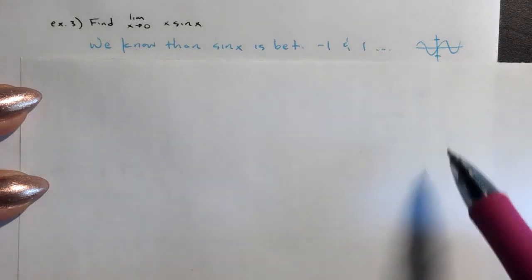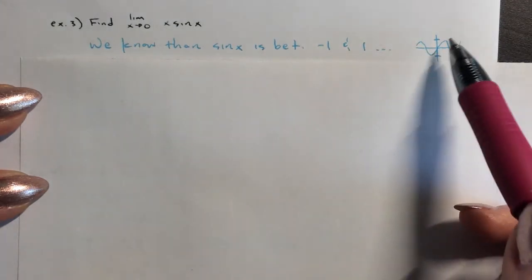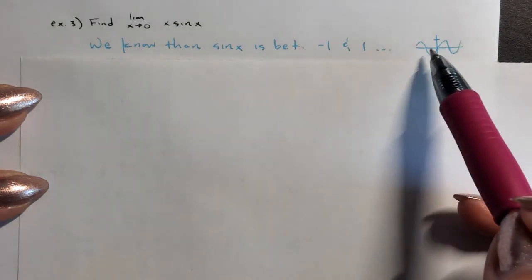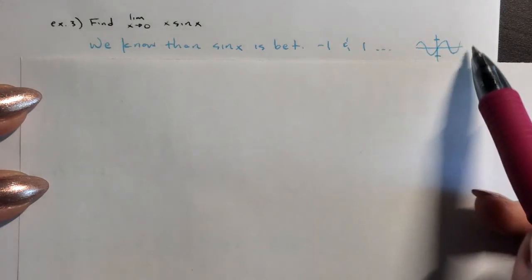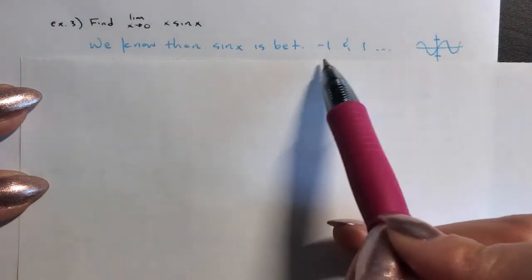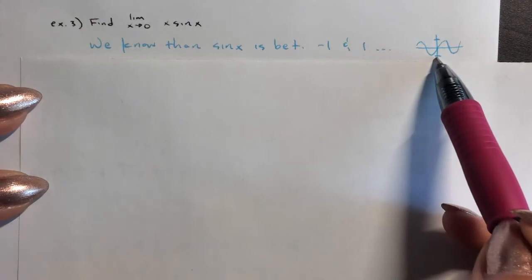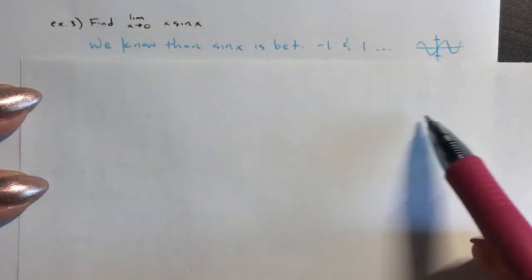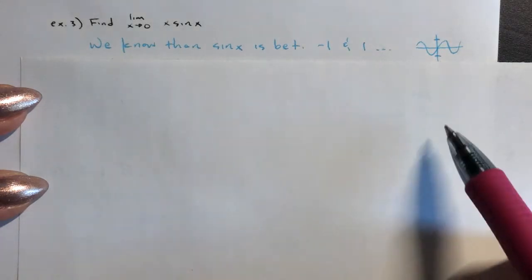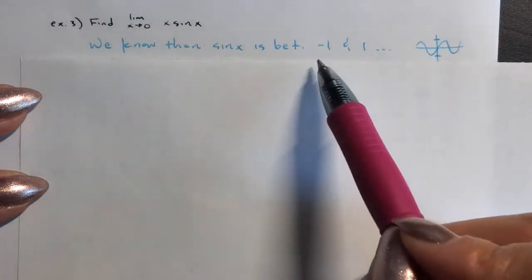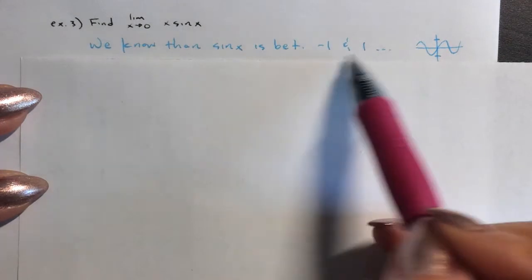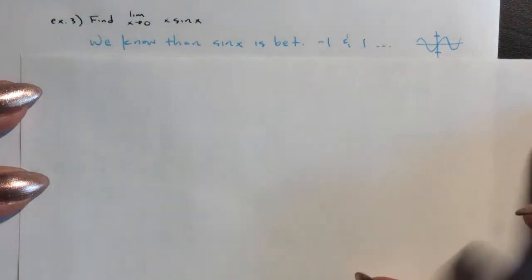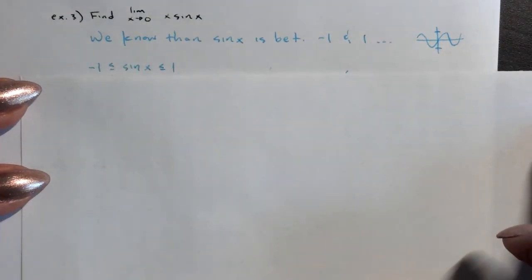So think about the unit circle as well, but they both look something like this. Cosine starts up here and goes down and back up and so on. But we know the y value is between -1 and 1. On a unit circle, the y value is between -1 and 1 as well. So we know sine of x is between -1 and 1. So that's what we start with.